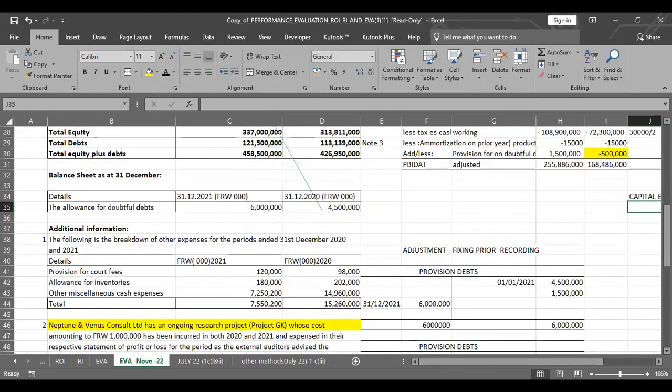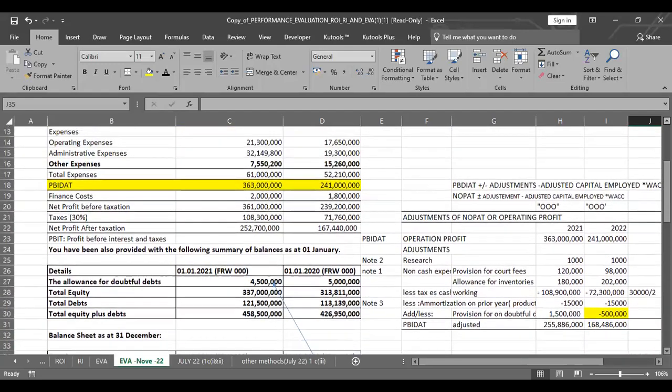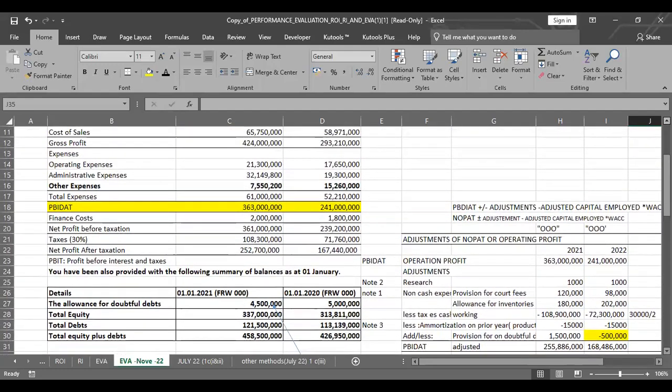There's something they said about capital employed. I forgot where it is. Just a minute. Just a minute.